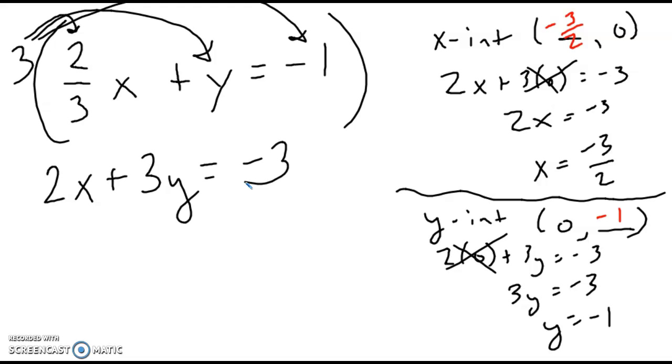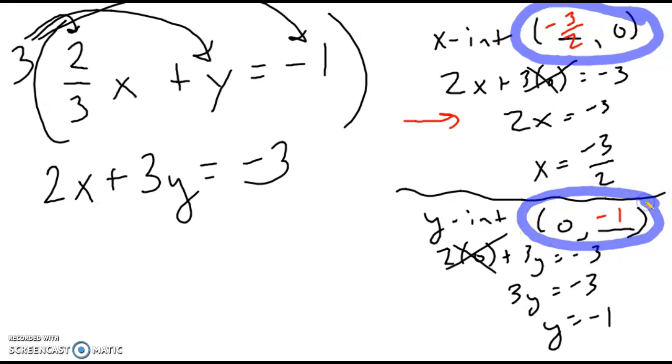We substituted 0 in for y when we're looking for our x-intercept, which leaves us with 2x equals -3. Divide both sides by 2, and the x-intercept, the ordered pair for the x value, is -3/2, but the actual intercept is (-3/2, 0). And then we'll do the same thing with the y-intercept. We'll put 0 in for the x value, which ends up giving us 3y equals -3, and you solve that, you get -1. So our second ordered pair is (0, -1).